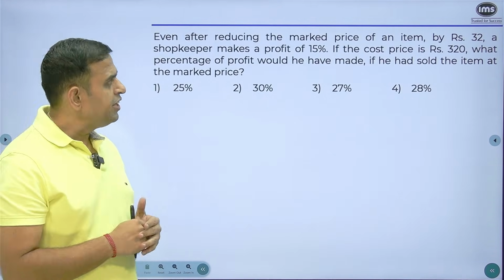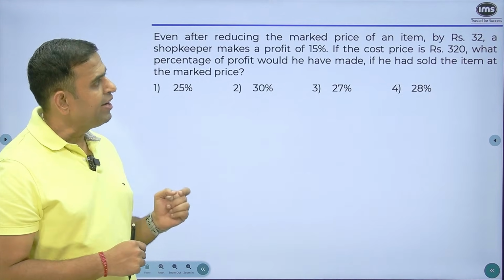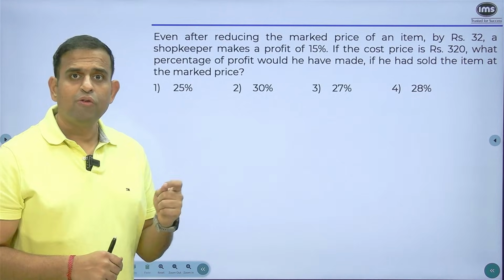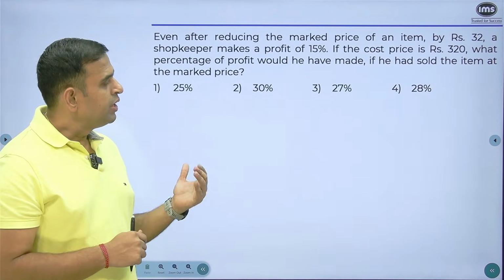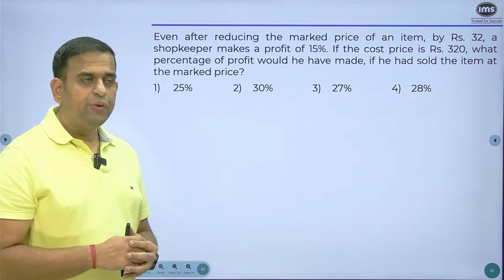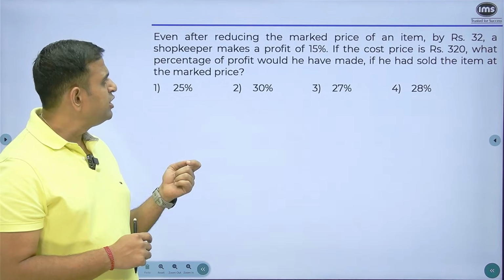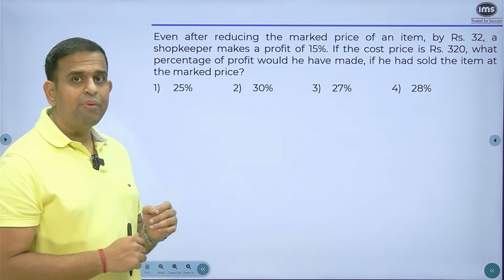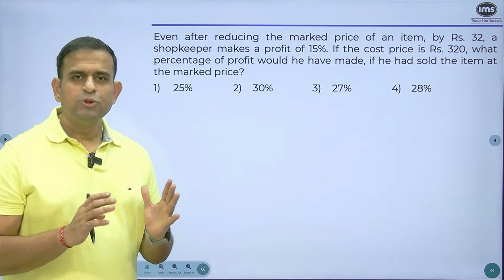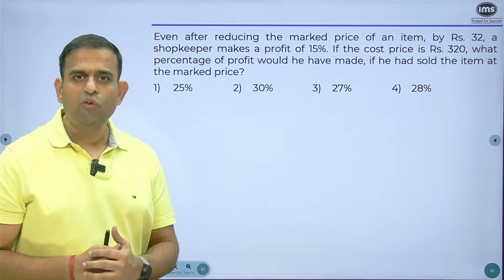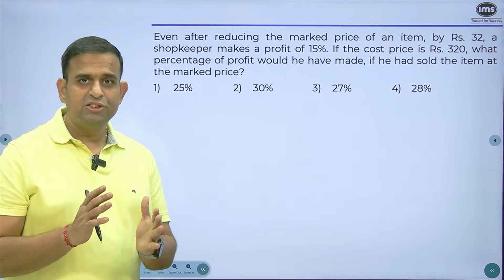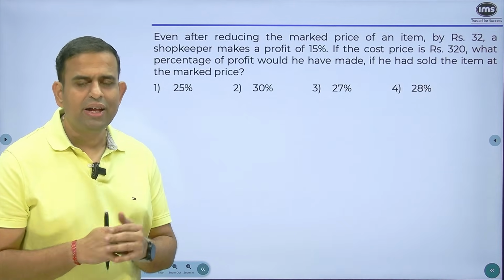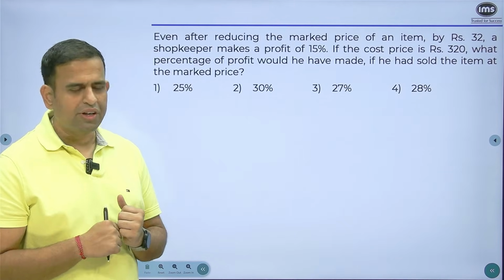Even after reducing the mark price of an item by rupee 32, the shopkeeper makes a profit of 15%. If the cost price is rupee 320, what percentage of profit would he have made if he had sold the same item at the mark price? Please note, it's a very straightforward problem, but we will look at it from two perspectives: a normal conventional method, and then the shortcut.